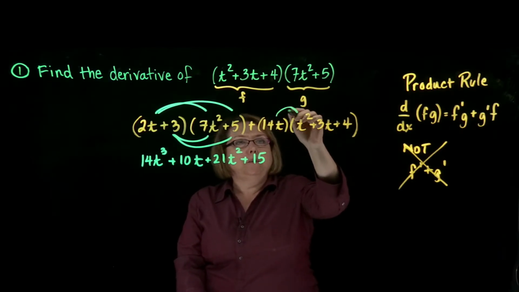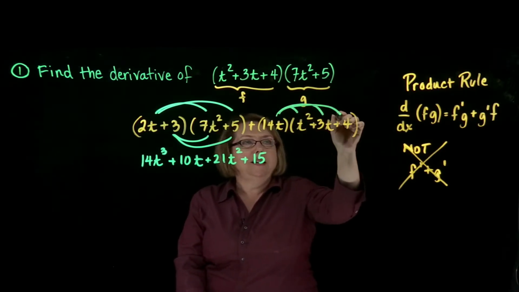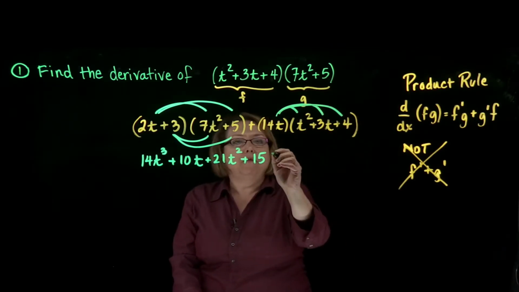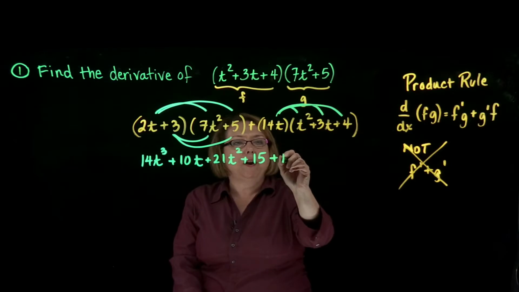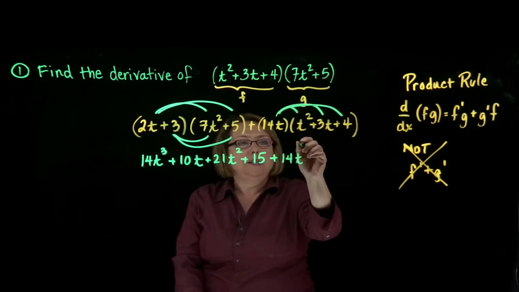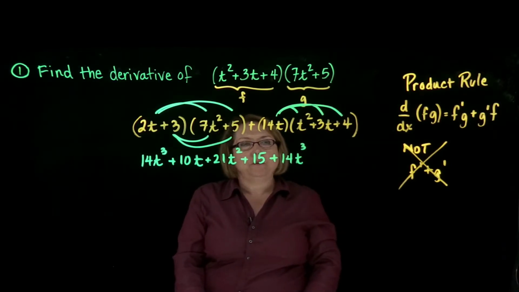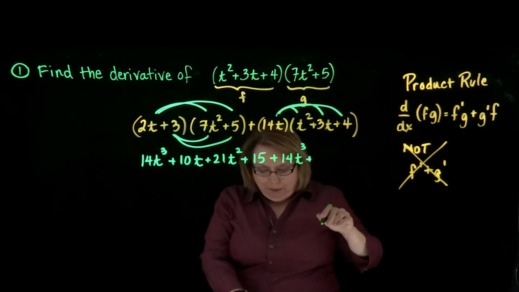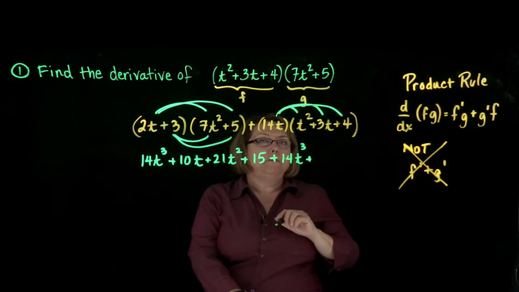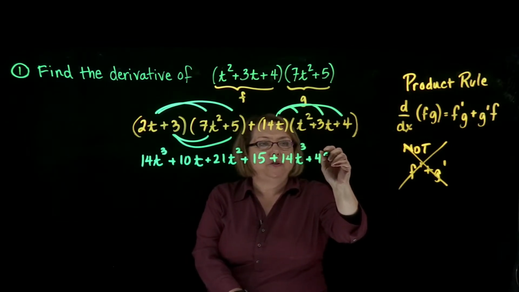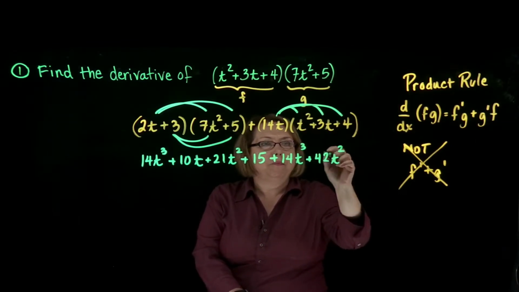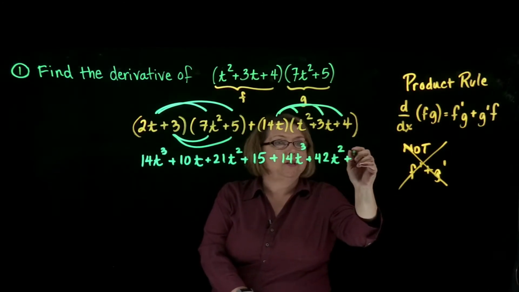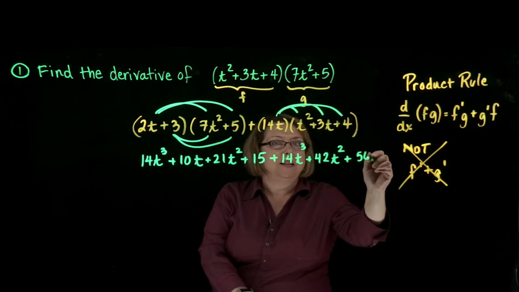Now we're going to distribute this 14t to all three terms in the second part. So we'll have 14t times t squared, which will be 14t to the third power, or cubed. And then we will have 14t times 3t, which is going to be 42t squared. And then we'll have 14t times 4, which is 56t.